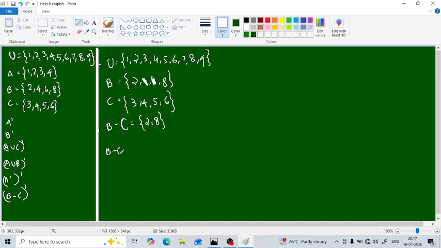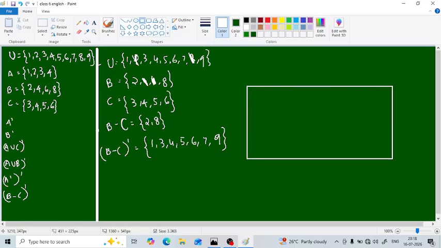So what will be the complement of B minus C? B minus C complement forms all the elements present in U but not in B minus C. B minus C has two elements, they are 2 and 8, so all the elements except 2 and 8. What all are they? 1, 3, 4, 5, 6, 7 and 9. This is our B minus C complement. When we look at its Venn diagram, it will look like this.